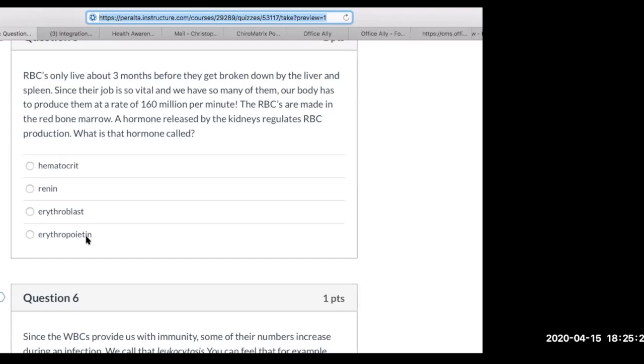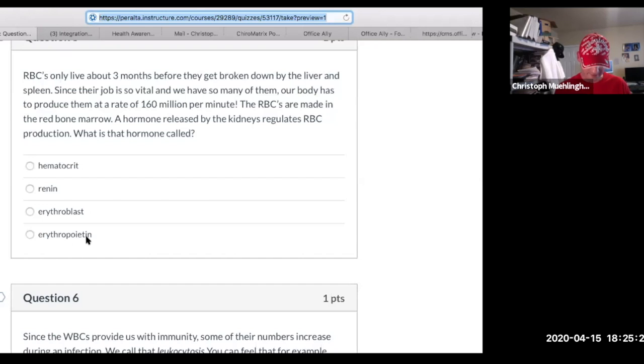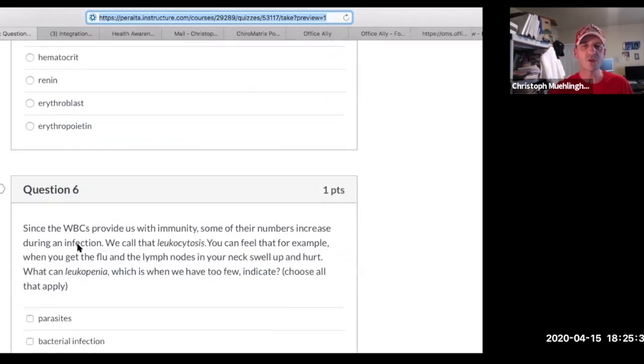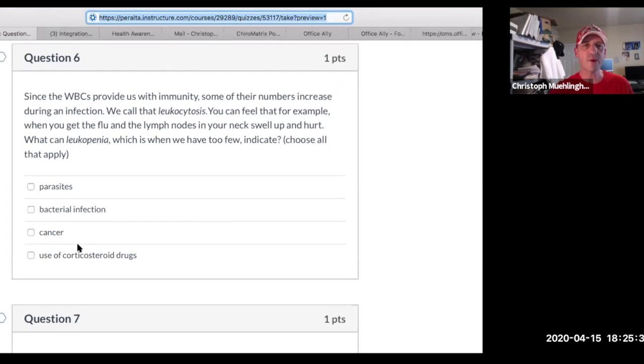Jessica, the last one. Erythropoietin. It's called erythropoietin, good. That's a cool name, isn't it? So you look at that name, and the only thing I recognize, erythro, is red blood cell. So that's just another one of those name questions.